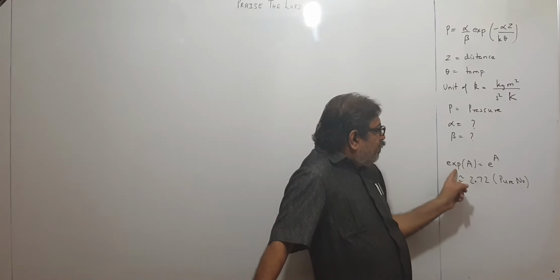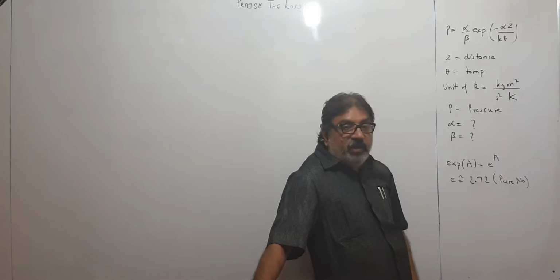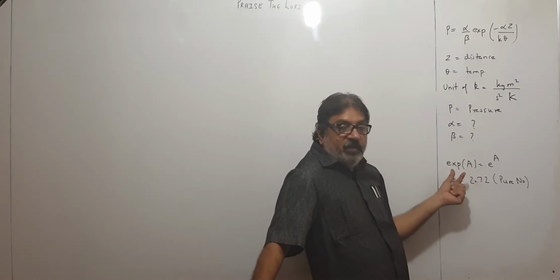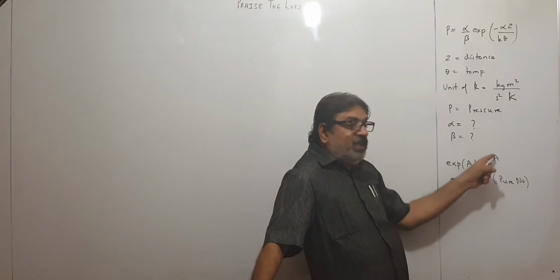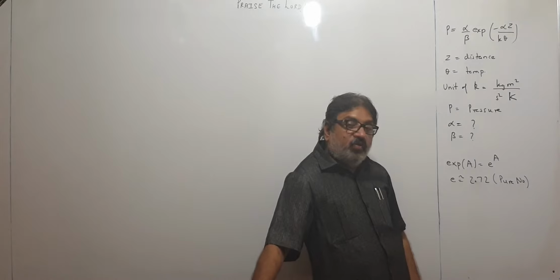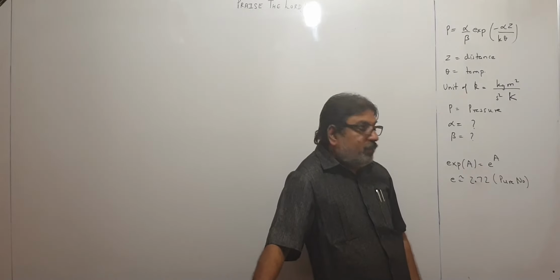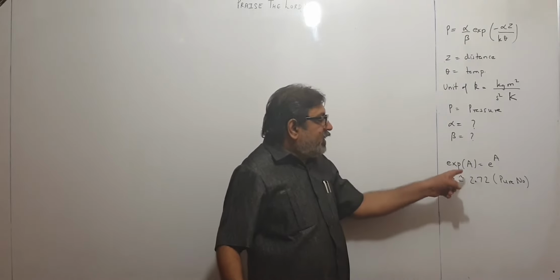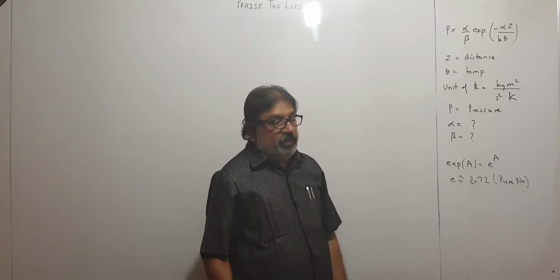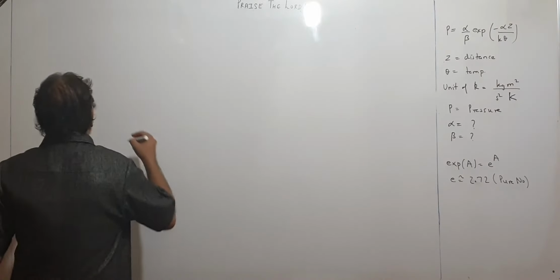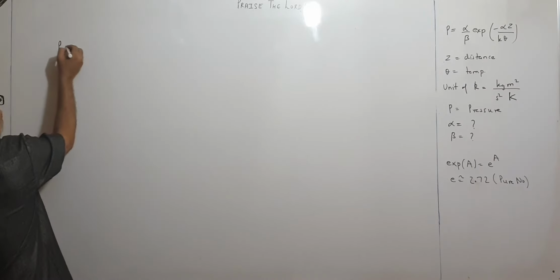They are telling us exponent of A means e raised to A. We have to think like this. Exponent A is not an expression. Exponent A means e raised to A, where e is a pure number, 2.72, a very useful constant. I told you in the previous example. So exponent A means e raised to A. That is the point. Children, if you understand nicely, this has been asked in IIT.